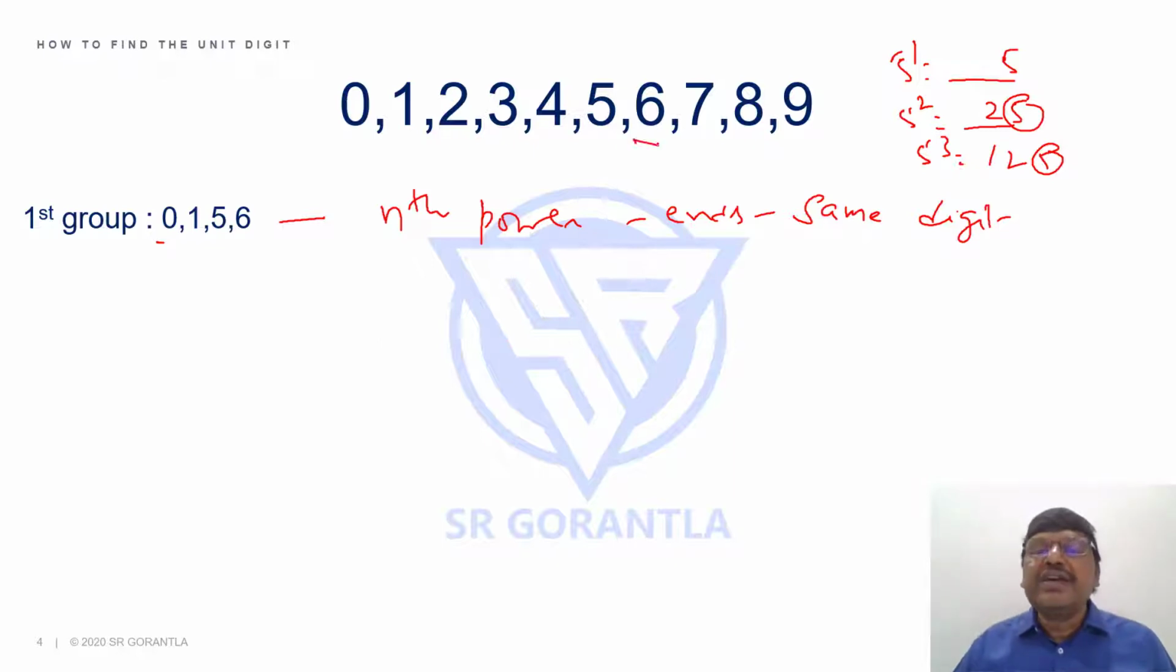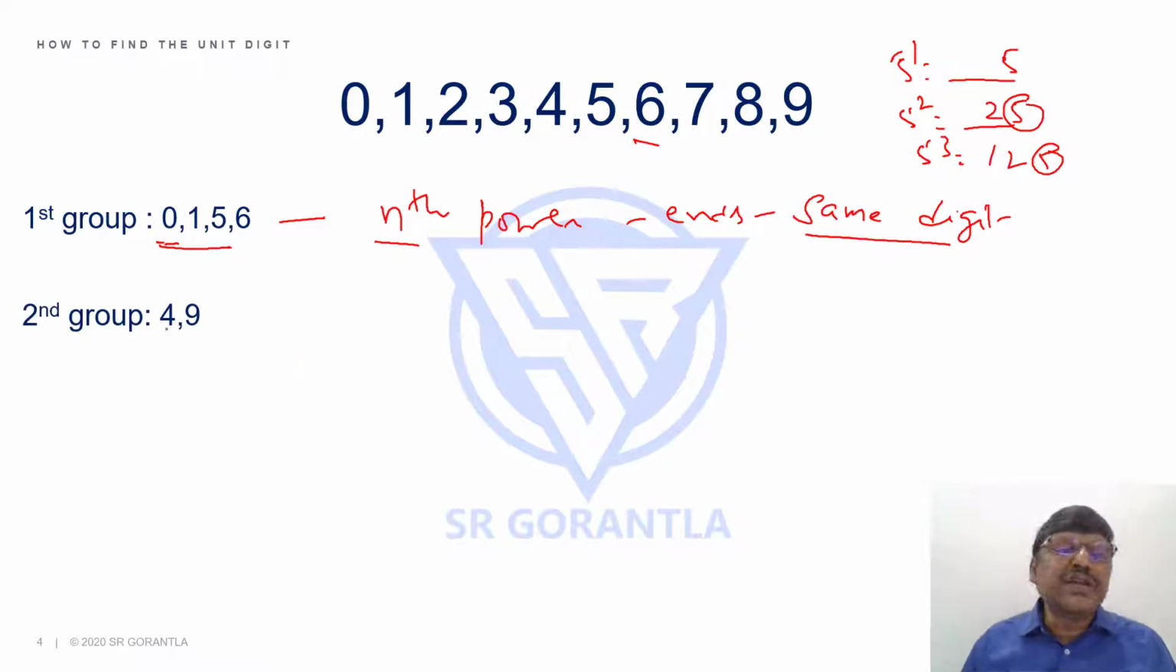If I take 6 power 1, 6; 6 square, 36; 6 cube, you can observe the last digit, 6 cube 216, 6 power 4 1296. Is it not always 6? And 0 power anything is always 0, 1 power anything is always 1. So if any number ends with these 4 digits, whatever may be the natural power, the number will end with the same digit. That's the first point.